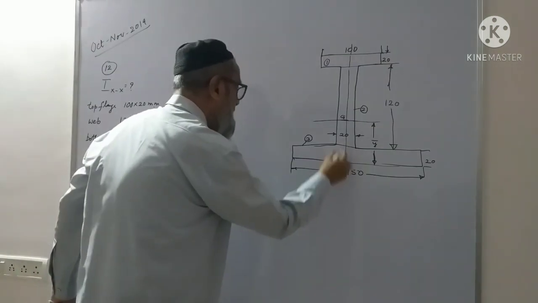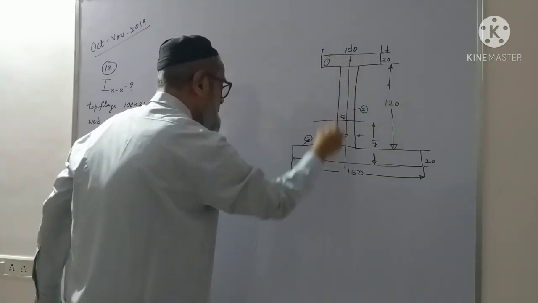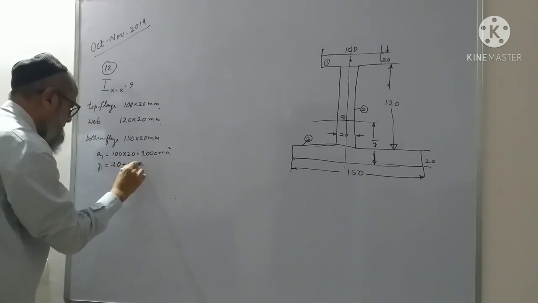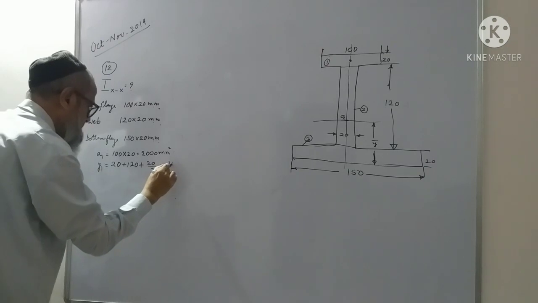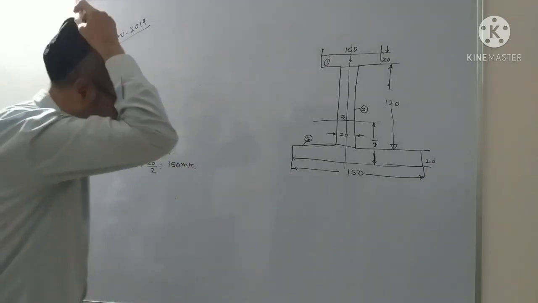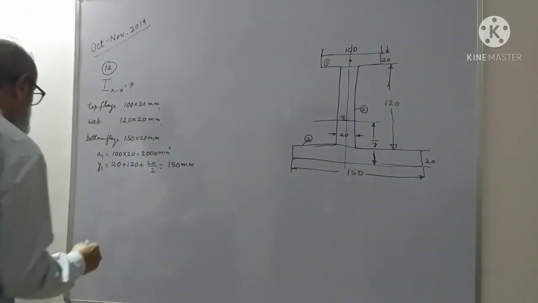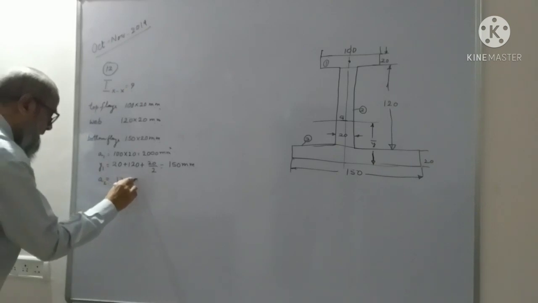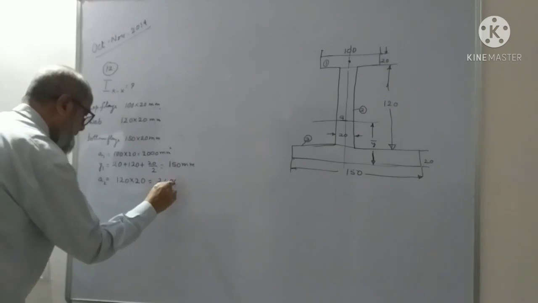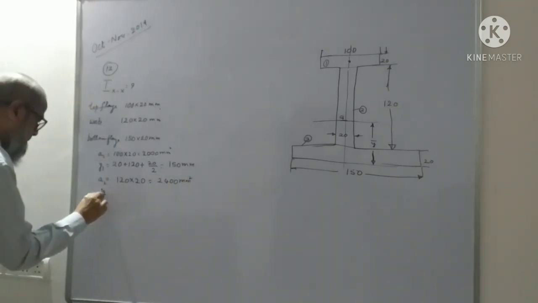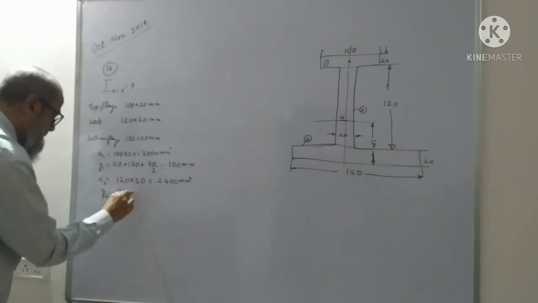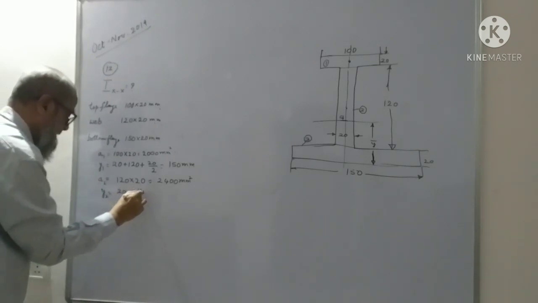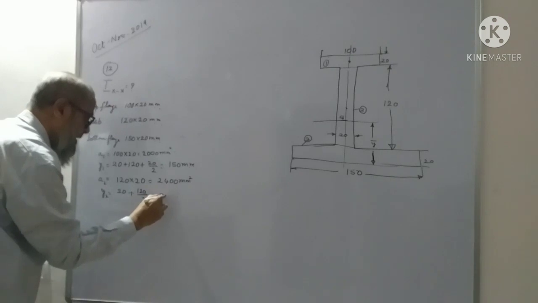Y1 means from here to the center of this flange, that will be 20 plus 120 plus 20 by 2, that will be 150 mm. A2 will be 120 by 20, that is 2400 square mm. Y2 will be equal to 20 plus, it will be somewhere here, half of 120, that is 60, plus 20, 80 mm.